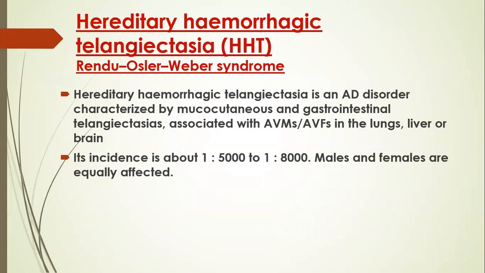Hereditary hemorrhagic telangiectasias, also known as Rendu-Osler-Weber syndrome. HHT is an autosomal dominant disorder characterized by mucocutaneous and gastrointestinal telangiectasias, which are associated with arteriovenous malformations in lungs, liver, or brain. The incidence is 1 in 5,000 to 8,000. Males and females are equally affected.